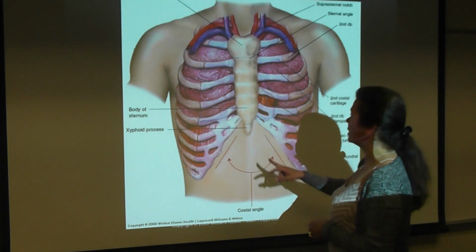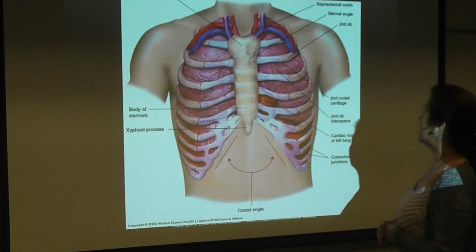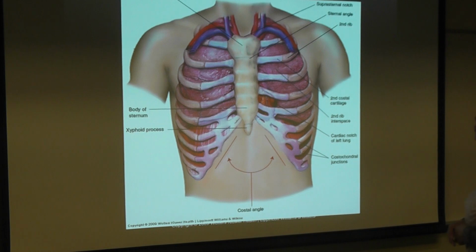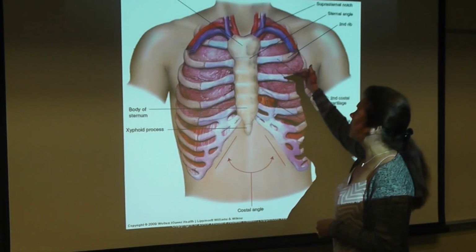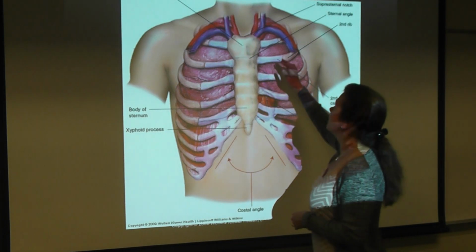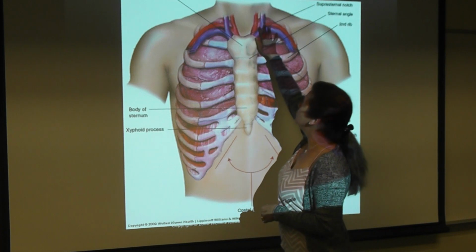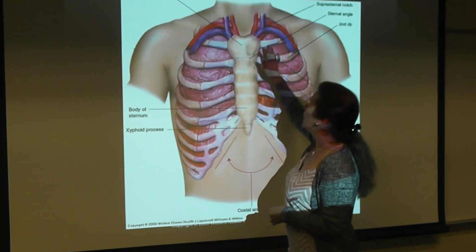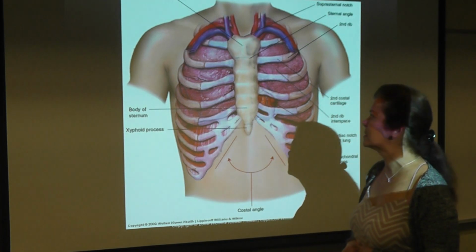Then you have the xiphoid process and the body of the sternum. In addition to that, you will be able to count down the ribs anteriorly. I want you to notice that above the first rib, you have at least 1/3 of lung, which is called the apex of the lung.